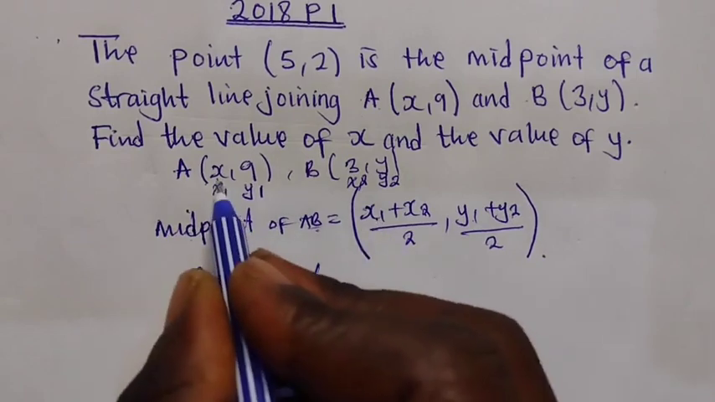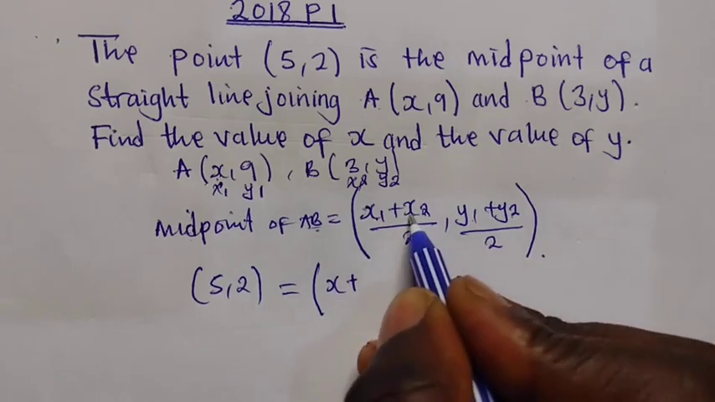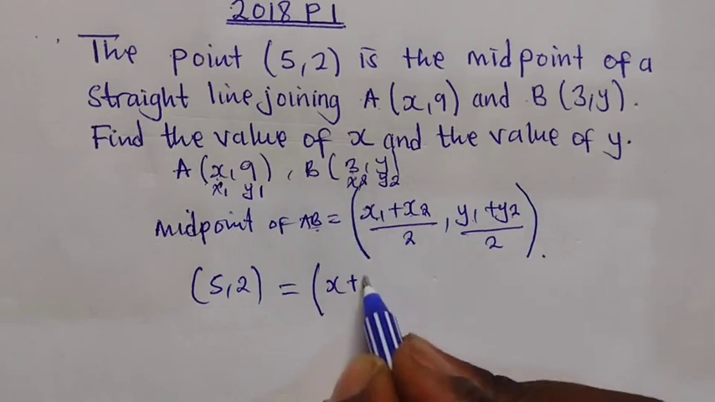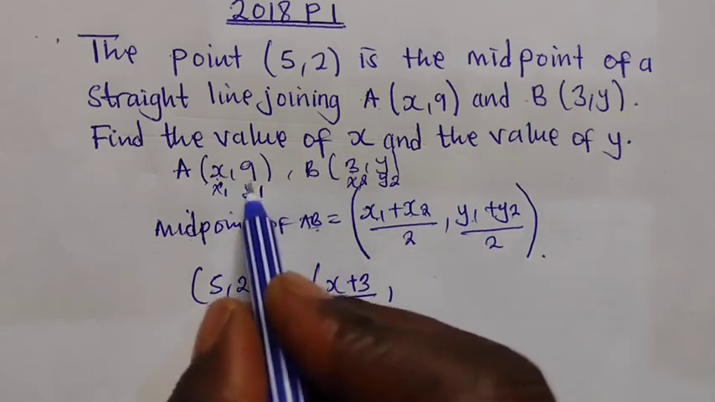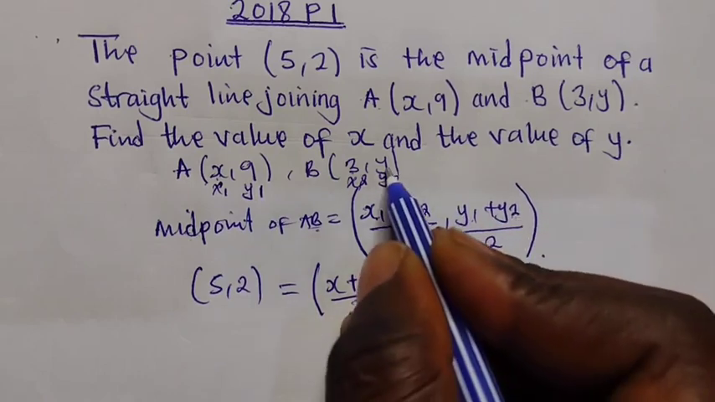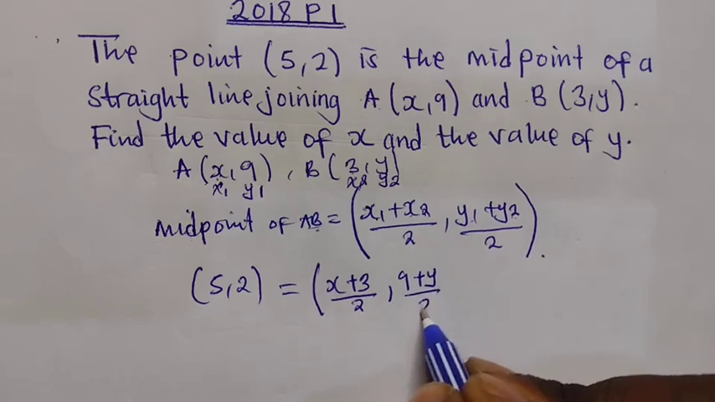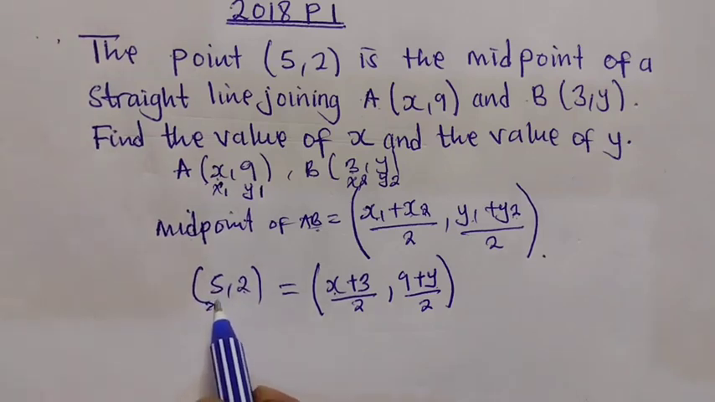Where there is x1, our x1 is x, which we want to find, plus our x2 which is 3, over 2, comma, our y1 is 9, so 9 plus our y2, which is y, over 2. Now, how can we find x and how can we find y? This midpoint (5, 2) also shows coordinates. The first coordinate is for x and the second coordinate is for y.